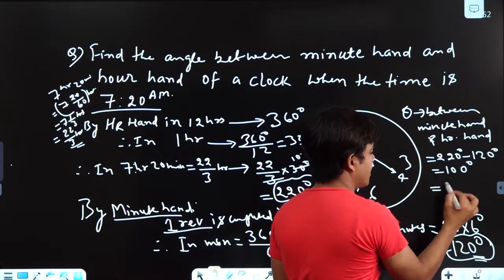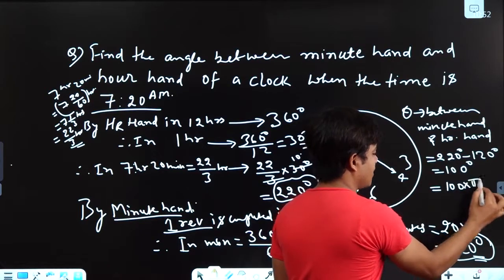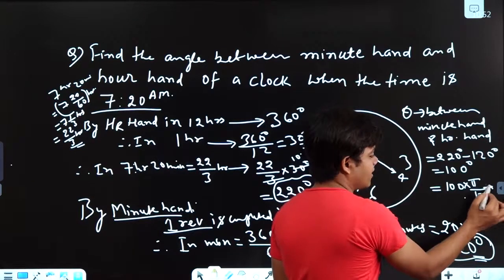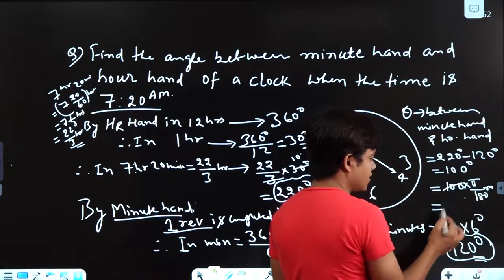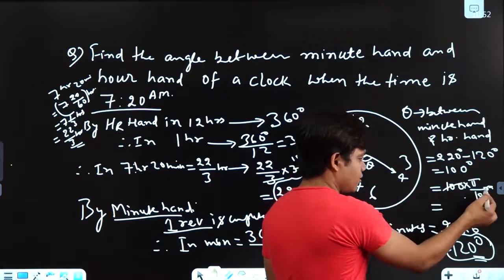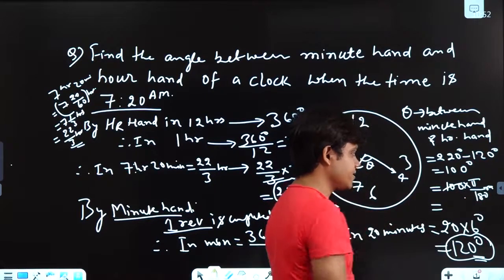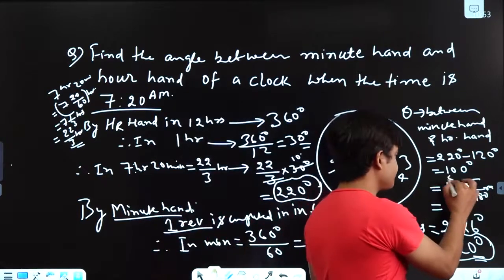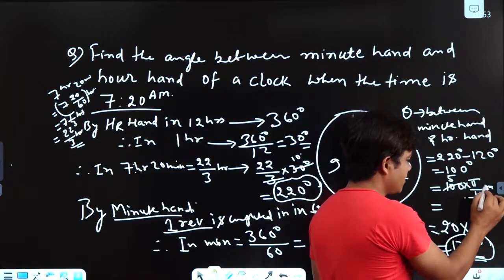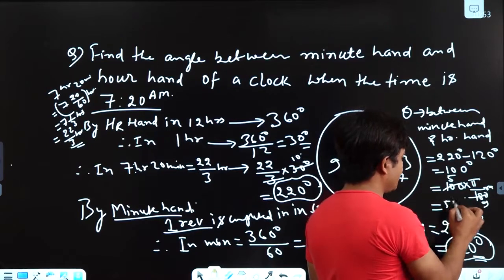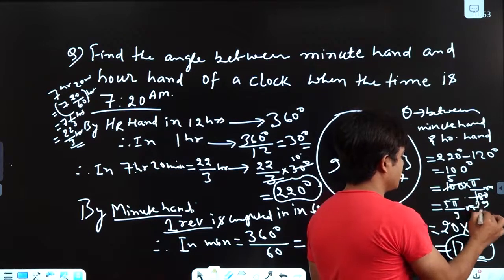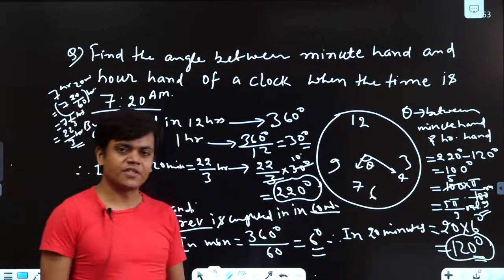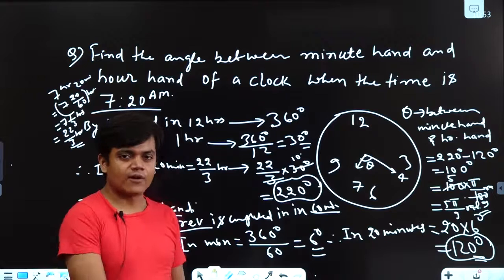which is 100 degree. That can be written as 100 into pi by 180 radian, if we are interested in terms of radian. So 100 into pi by 180 radian. Okay, 20 fives are 100 and 20 nines are 180, so 5 pi by 9 radian. So this is how we used to calculate the angle between the minute hand and hour hand in a clock.